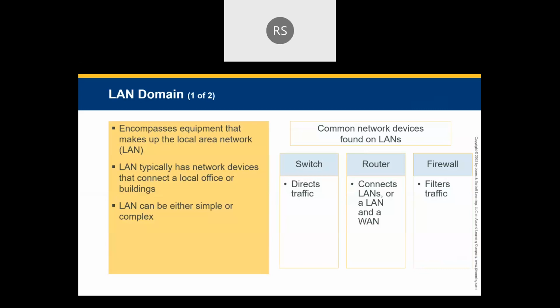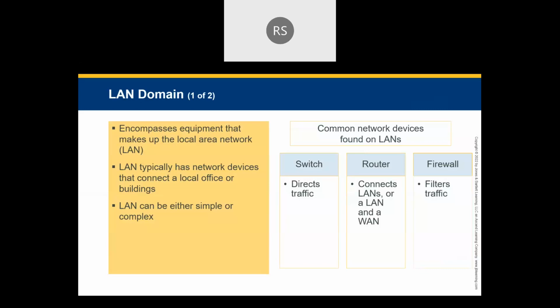Routers connect LANs together or connect a LAN to a WAN. They serve as gateways and they direct data packets between different networks. Now, routers use routing protocols to determine the best path for the data transmission, and this ensures efficient and reliable communication between networks.